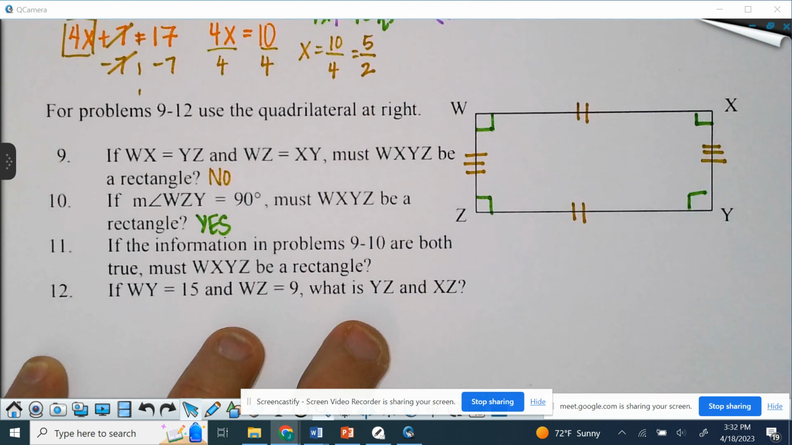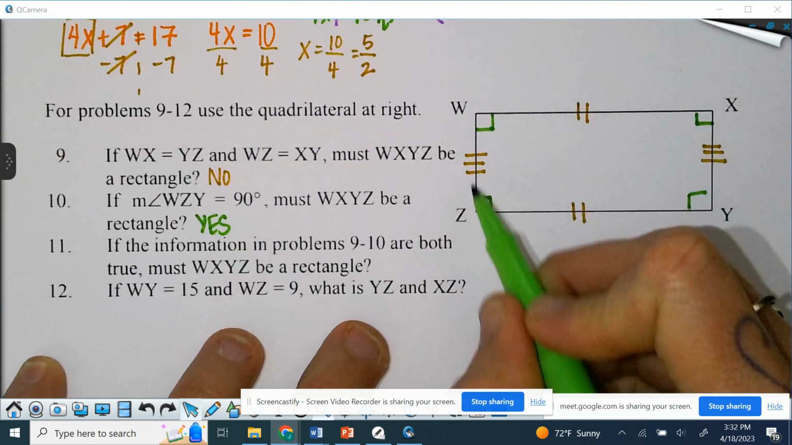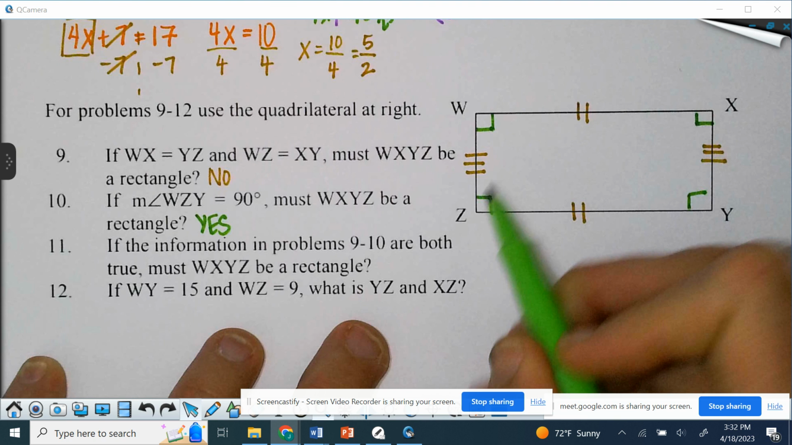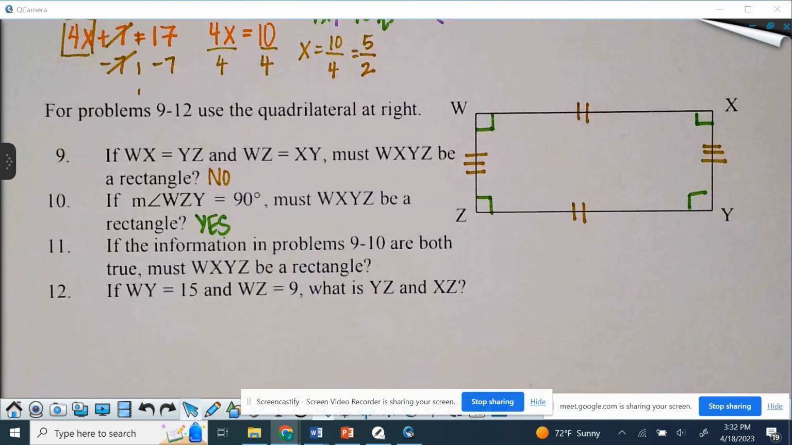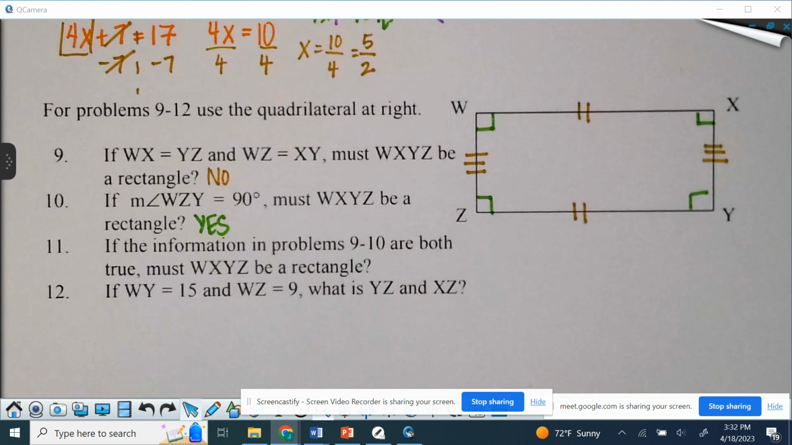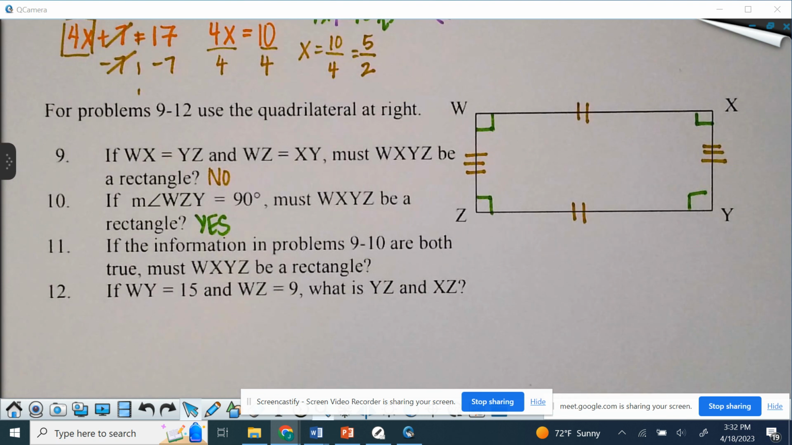And for those to be 90, this has to be perpendicular. And this one also has to be perpendicular, which rolls into the transversal and parallel line conversation that I was talking about from Math 2, which you don't have to remember, but that's your reason why. So if the information in problems 9 through 10 are both true, must it be a rectangle?